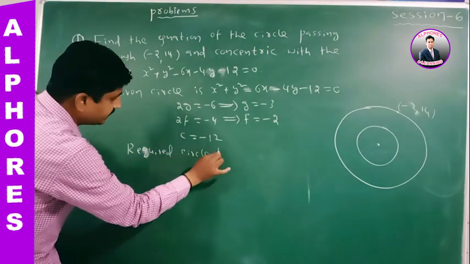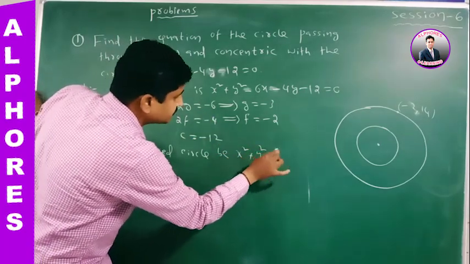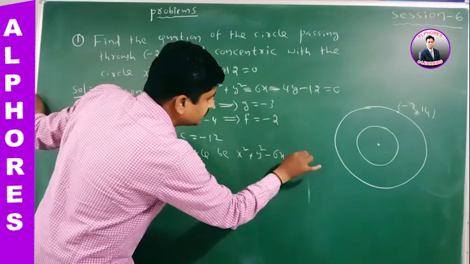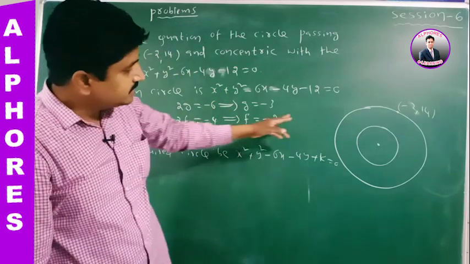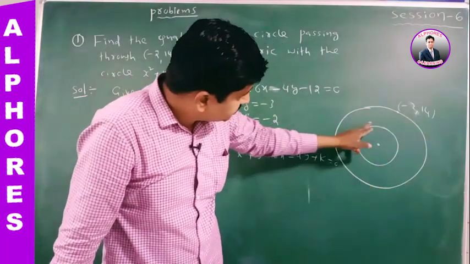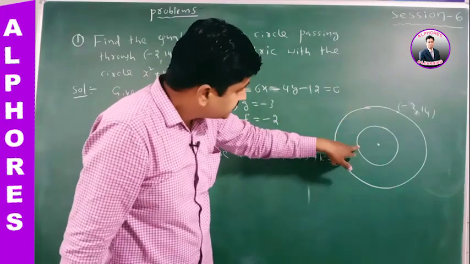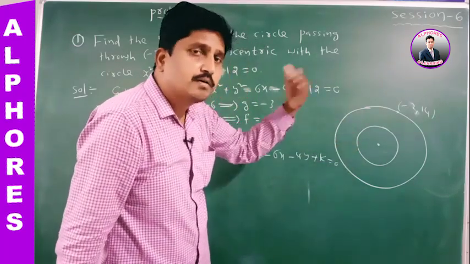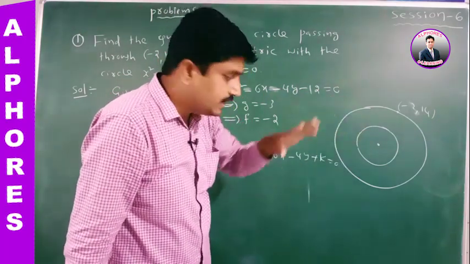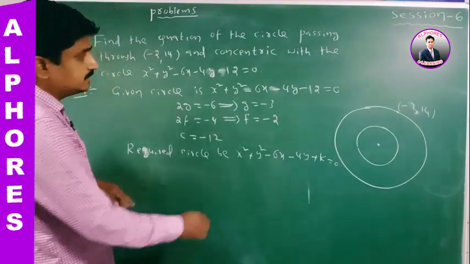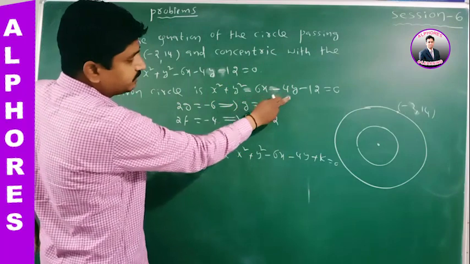The required circle be x² + y² - 6x - 4y + k = 0. In this diagram, this is the required circle. This is the given circle. Okay, right. Here, the equations of this circle and this circle differ by a constant. The required circle is in the form x² + y² - 6x - 4y + k = 0.